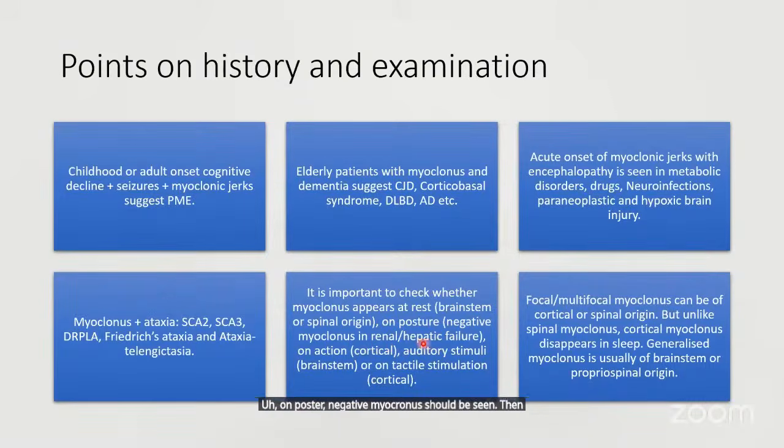Then renal and hepatic failure should be checked. If action induced, it's cortical. Auditory stimuli suggest brainstem, and tactile stimuli are also cortical. Focal or multifocal myoclonus can be of cortical or spinal origin, but unlike spinal myoclonus, cortical myoclonus disappears in sleep. And generalized myoclonus is usually of brainstem or propriospinal origin.